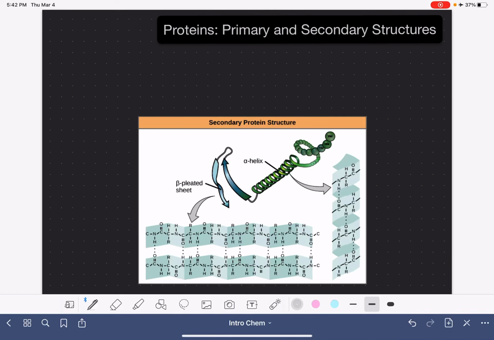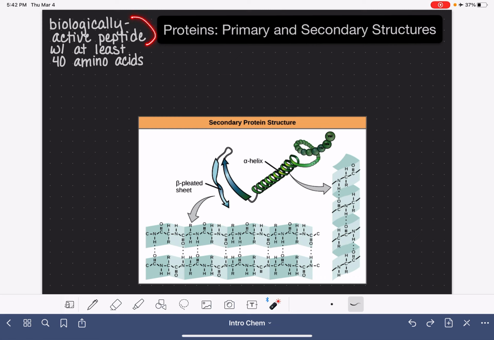A protein is just simply a large peptide molecule. It's a biologically active peptide that has at least 40 amino acids present, although most of them have much more than 40 amino acids. Because there are so many amino acids in a protein and each amino acid has many atoms embedded in it, the protein molecule is really, really large and has a really complicated structure.